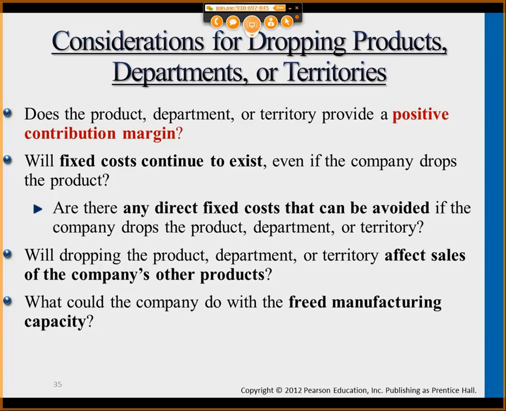And the last question: what could the company do with the freed manufacturing capacity? For example, if we're producing a product and that product is taking half of the building that we're renting, now without production of that product, the fixed cost is solely laid on the second product that's produced within that building. So we're increasing the fixed cost for that other one.